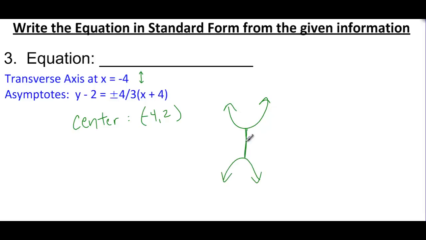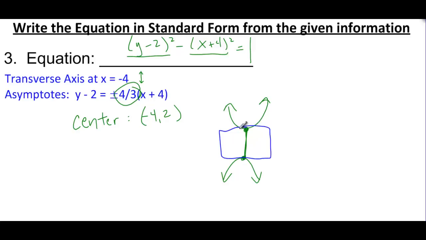because the transverse axis connects the two vertices. So I can start to write this since I know it's going to be a y minus 2 quantity squared minus x plus 4 quantity squared equals 1. Alright, but I didn't give you any vertices, I didn't give you anything like that. But remember the slope. And if I have a rectangle in here, and I know I have these asymptotes that go through the diagonals, remember slope is rise over run. So I know that I went up 4 and over 3.